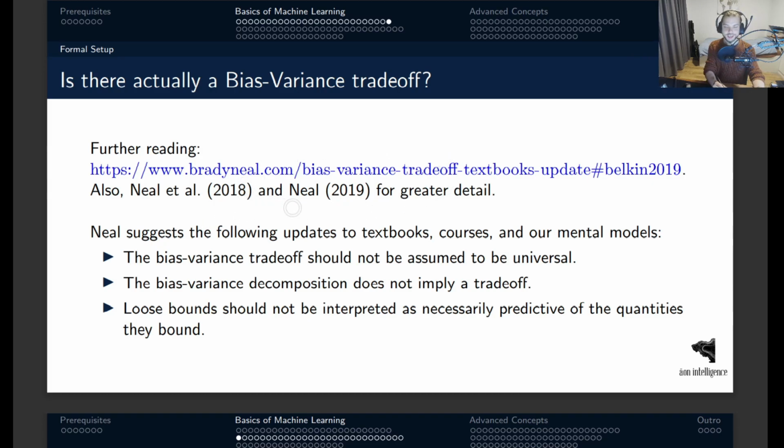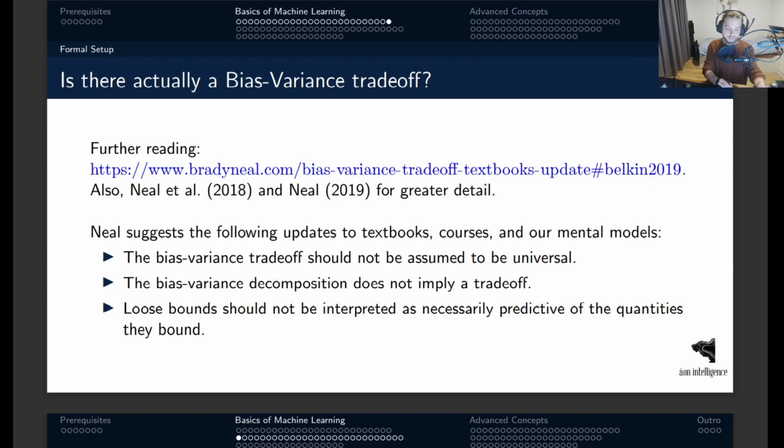So if you don't want to study these additional resources, let me quickly summarize what Mr. Neal suggests. And that is that we update our textbooks, our mental models, and courses on machine learning. And this is what I'm doing right now. I'm updating the standard curriculum of machine learning in this course. And the first update is that we should not consider the bias-variance trade-off as being universal. You can see empirically for a large number of parameters in neural network architectures that this just does not seem to be true. So let's be critical of this classical notion of bias-variance trade-off and consider modern empirical results on this matter.